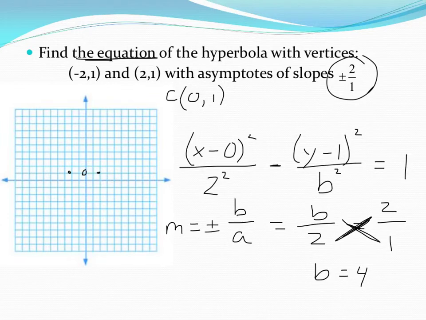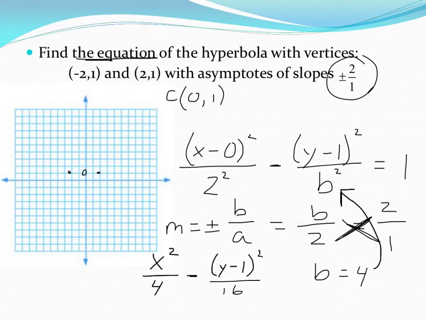We're going to take that 4 that we just found and put it back into the standard form equation and simplify when possible. X minus 0 squared is going to be x squared divided by 4 minus the quantity y minus 1 squared divided by 16 is equal to 1. So we've written the standard form of the hyperbola with vertices at -2, 1, and 2, 1, and with asymptotes of slope positive and negative 2 divided by 1.